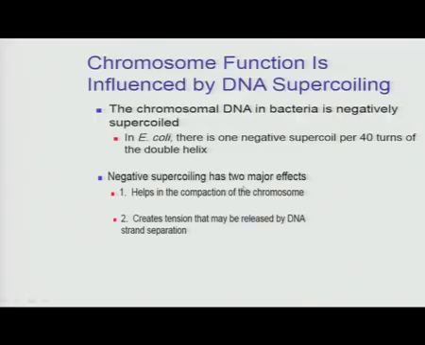Negative supercoiling has two major effects. One, it helps in the compaction of the chromosome. Because of the supercoiling only, the bacterial DNA reduces its size to get incorporated into the bacterial cell. And secondly, it creates tension that may be released by DNA strand separation. During DNA replication, both the strands are separated because of the tension created by negative supercoiling.